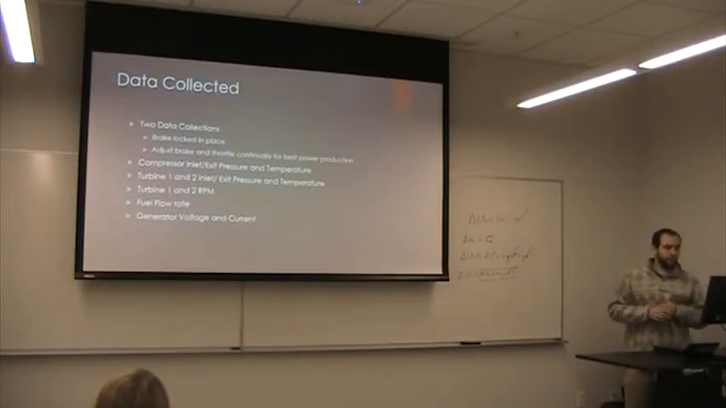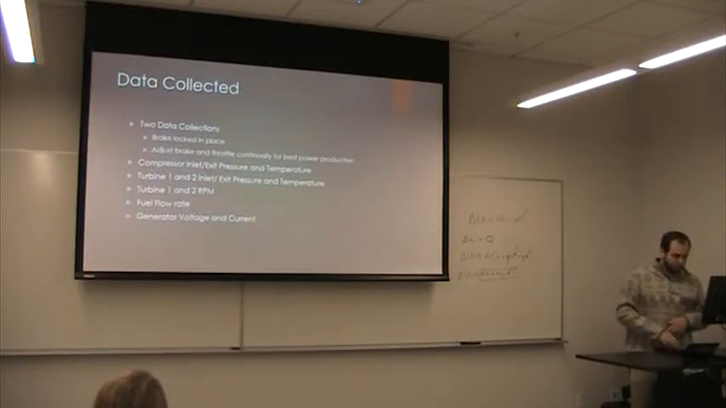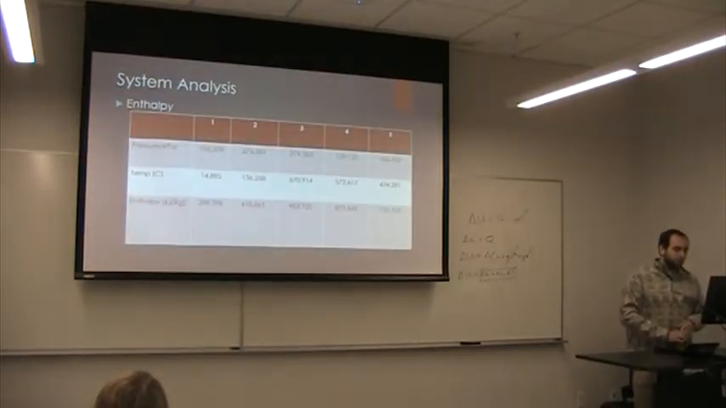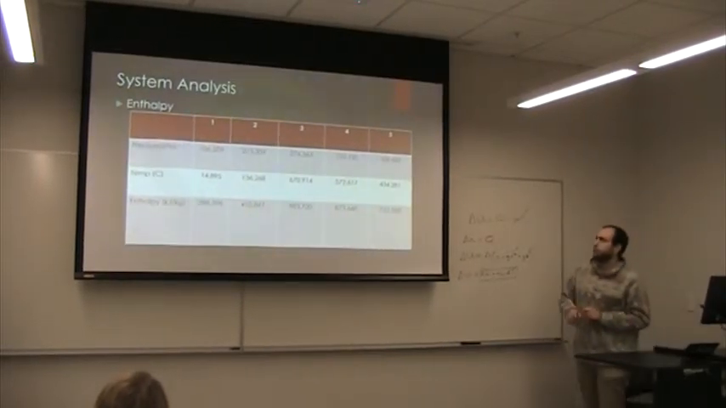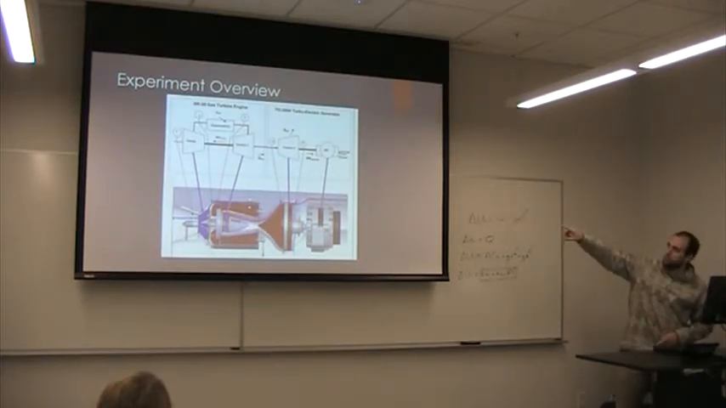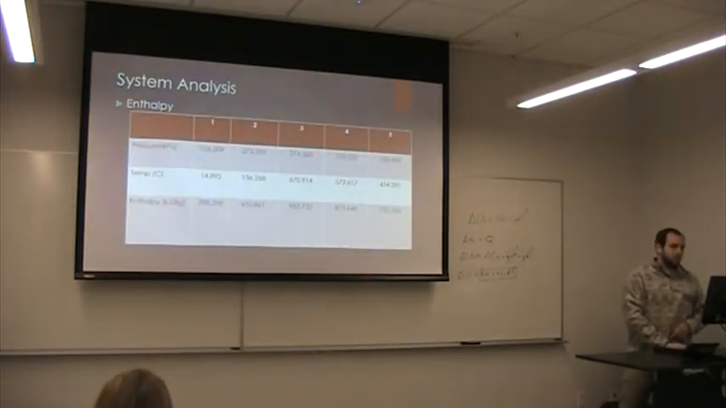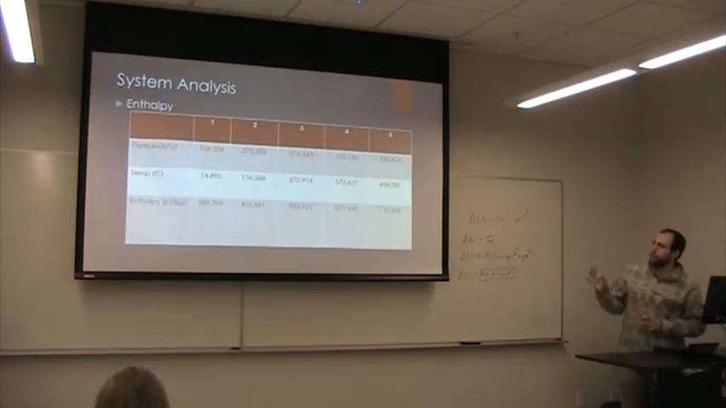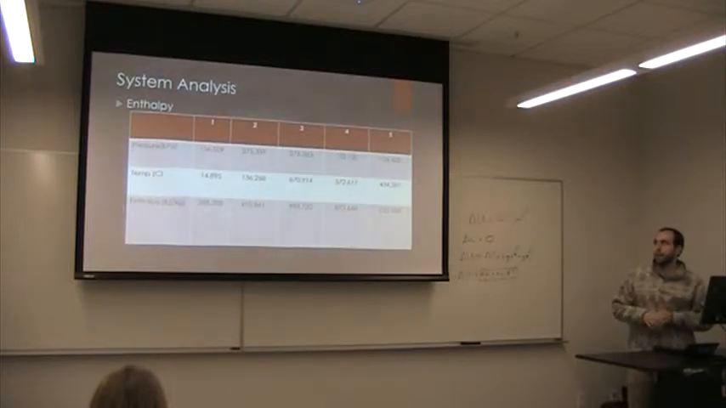And so the data we collected during this is the inlet and exit pressures and temperatures for the compressor, and the same thing for both of the turbines. We looked at the turbine RPM for both, as well as the fuel flow rate, and the generator voltage and current, which was used for power out of the system. So this is the data we collected. The numbers correspond to these points on the turbine diagram. We recorded pressures and temperatures for these locations, and from that, using the air table or thermodynamic properties for air, you can determine the enthalpy at these points.